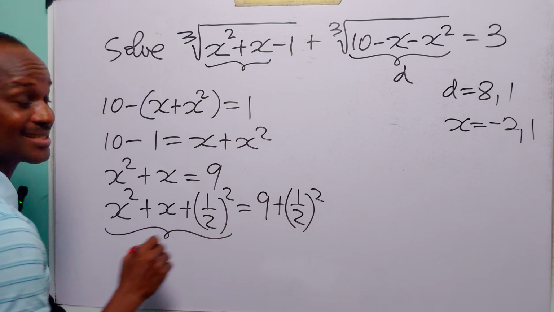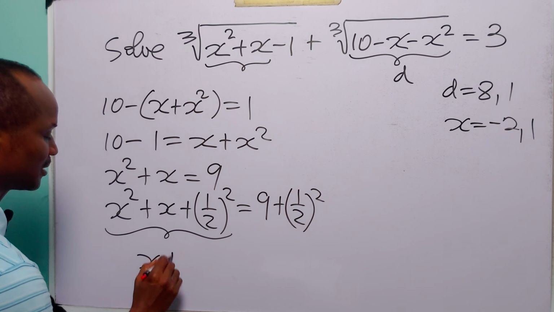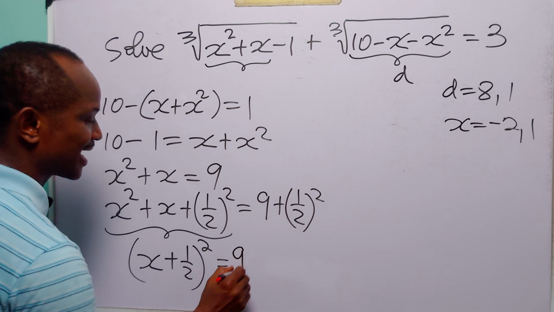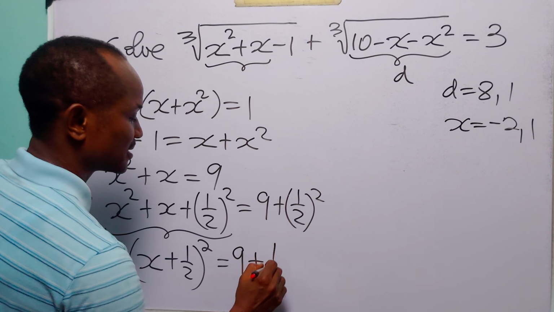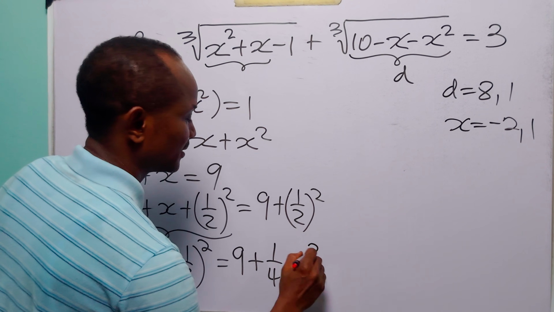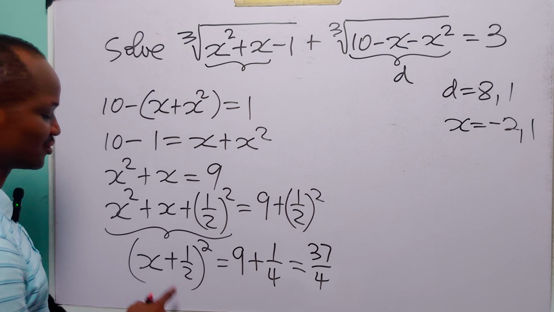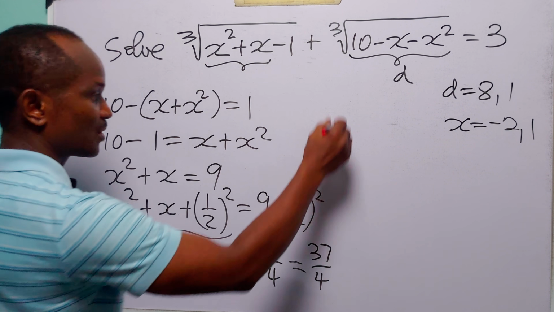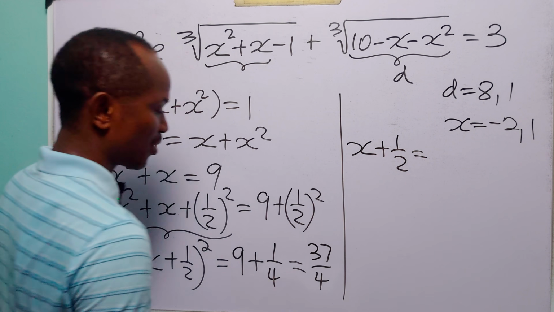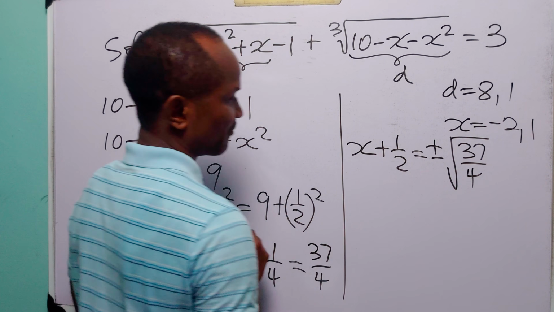Now, of course, you know that this is a perfect square. So we take 1x and we take 1/2 and we square. And this is equal to 9 plus 1/2 squared, which is 1/4. 4 times 9 is 36 plus 1, 37/4. Now, to find the values of x, all we have to do is to take square root of both sides of this equation. When we do that, we have that x plus half is equal to plus or minus the square root of 37/4.